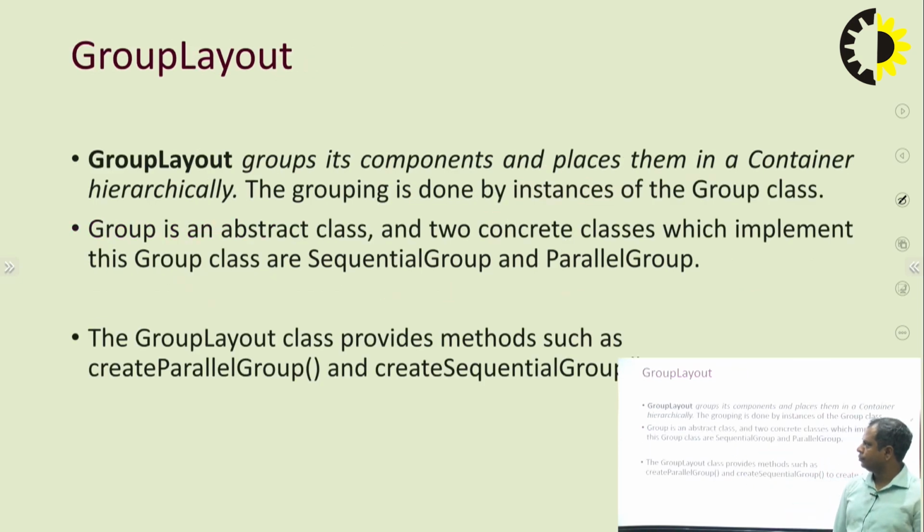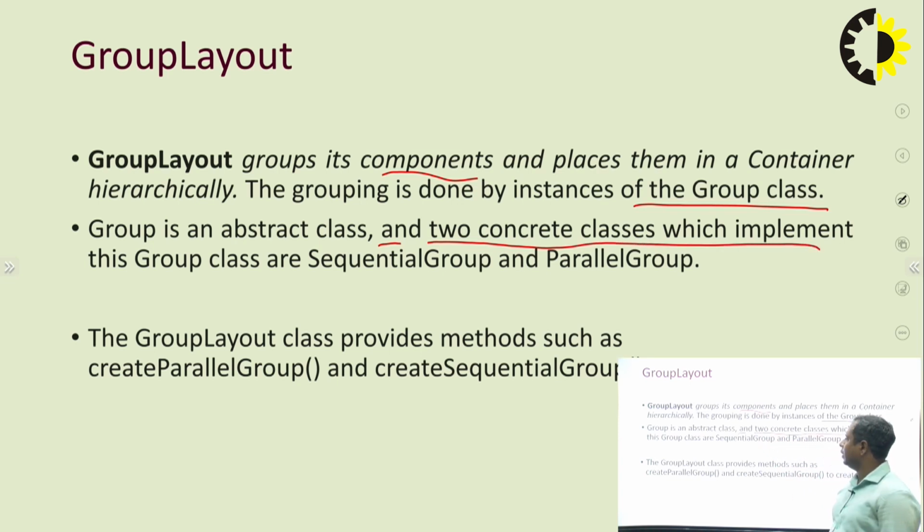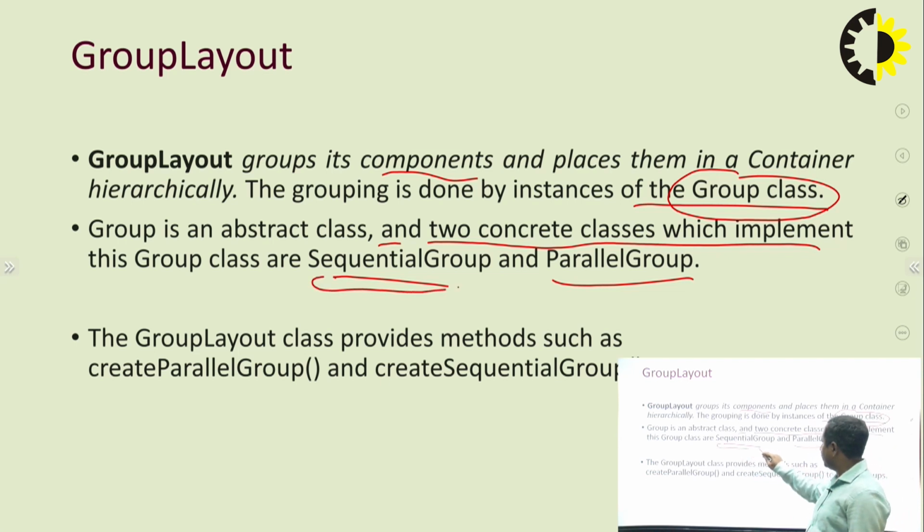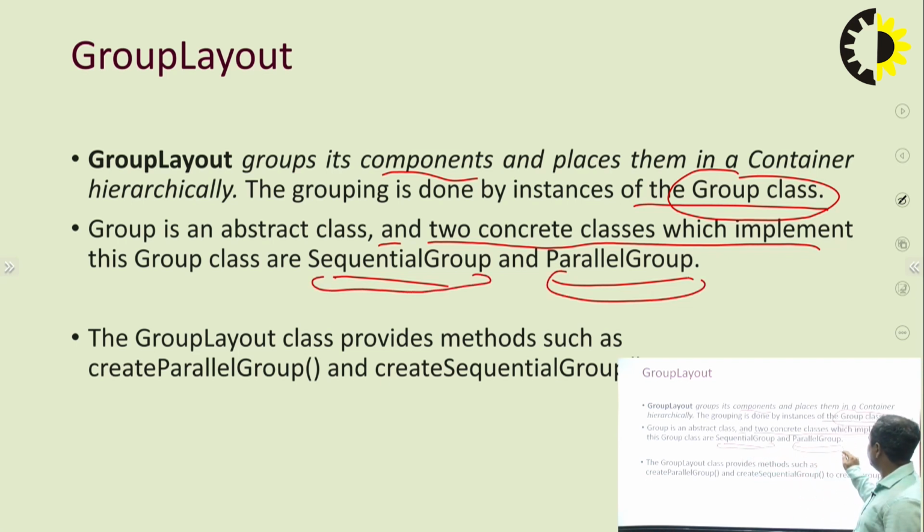Next, group layout. Group layout groups its components and places them in a container hierarchically. The grouping is done by instances of the group class. Group is an abstract class, and two concrete classes which implement this group class are sequential group and parallel group. That means this group class is abstract, and using this abstract class, Java technology provides the sequential group class and parallel group class.